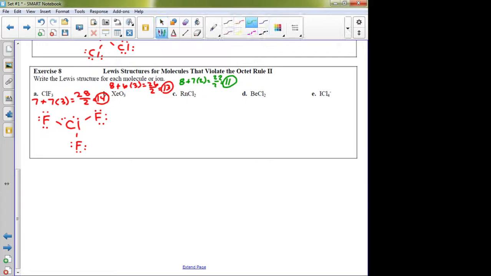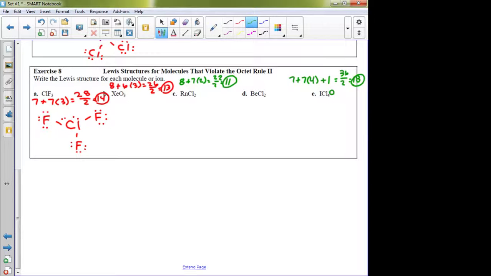All right, here we go. So E, how many valence electrons does I have? 7. Plus how many does chlorine have? 7. And I have to multiply that by 4 because there's 4 of them. And I see that this is negative, which means I have to add 1 because I've gained an electron. So 7 plus 28 plus 1 is 36. And if I divide 36 by 2, I get 18.